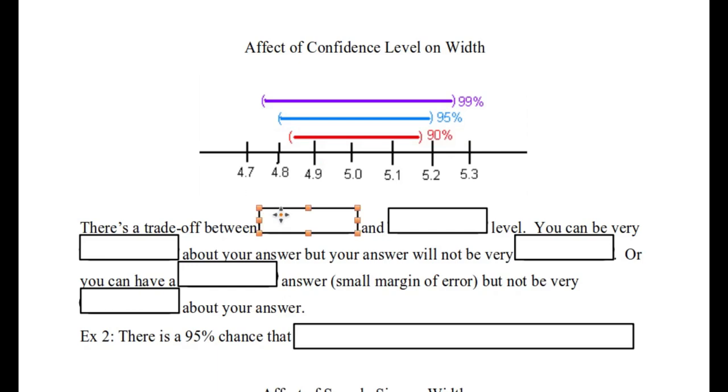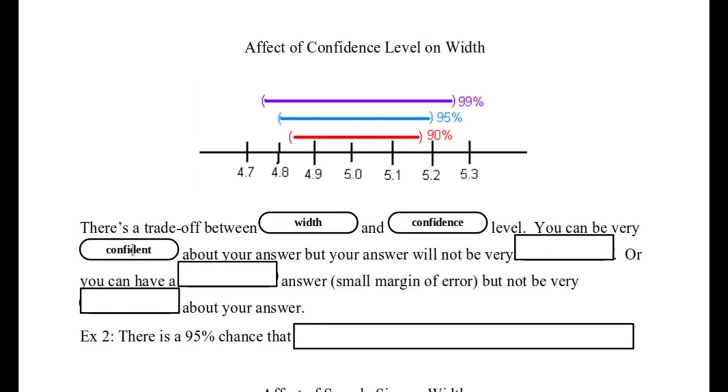So there's a trade-off between the width, how wide that interval is, and the confidence level. You can be very confident about your answer, but not be very precise. In other words, if I want to be precise, I can have a smaller margin of error. If I want a precise answer, I'm not going to be very confident about my answer.